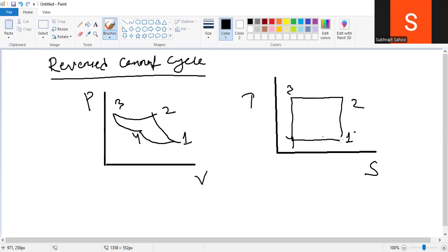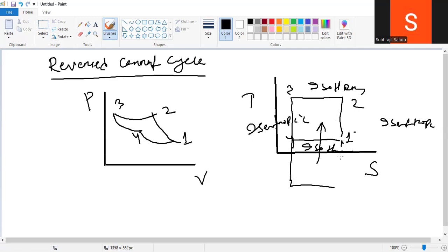So what are those processes? This is isentropic. This is isothermal. Again, this is isentropic. And this is isothermal. Right? Same. In the previous case, heat was supplied, but in a refrigerator heat has to be extracted. This is the inside of the refrigerator.